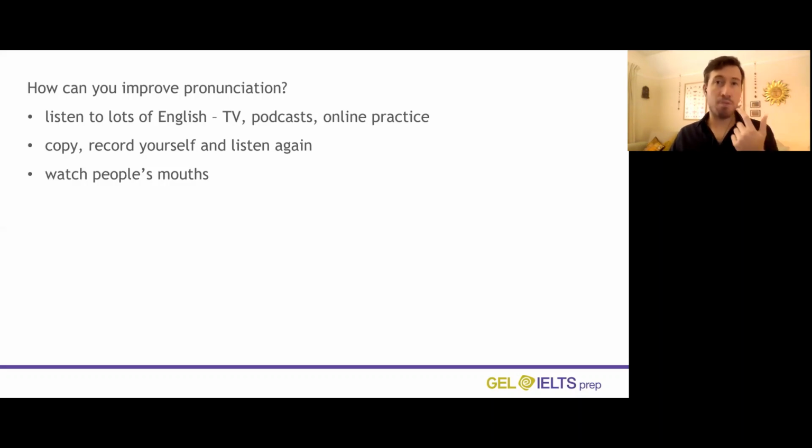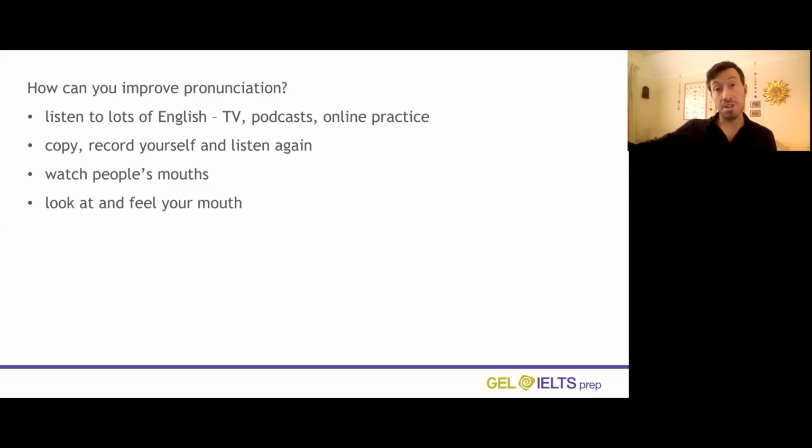Watch people's mouths. When a teacher is teaching you how to say a word, focus on their mouth. The mouth is a muscle. It needs to be exercised. And first, you need to know how to exercise it, how to move it in the correct way. Another good way to do that is to get a mirror and look at your own mouth. Or you don't even need a mirror now. If you have a phone that has a front directional camera, you can just film yourself and try to say words and watch your own mouth.